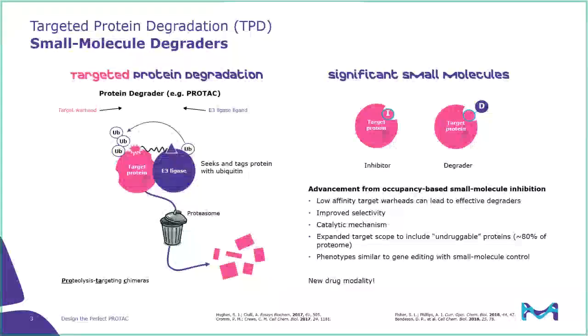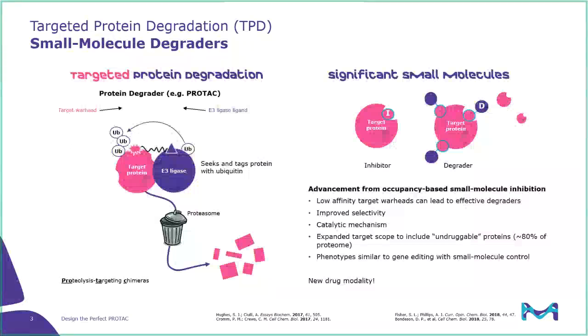Another big advantage is the expanded target scope to undruggable proteins. Inhibitors are limited to about 20% of the proteome that have accessible deep binding pockets for receptor binding or enzyme activity, where the inhibitor goes in there, blocks the function and deactivates those proteins. Degraders, on the other hand, can bind anywhere on that target protein as long as it can drag it to the E3 ligase, meaning this is expanding the scope of what we can drug in comparison to traditional inhibitors.